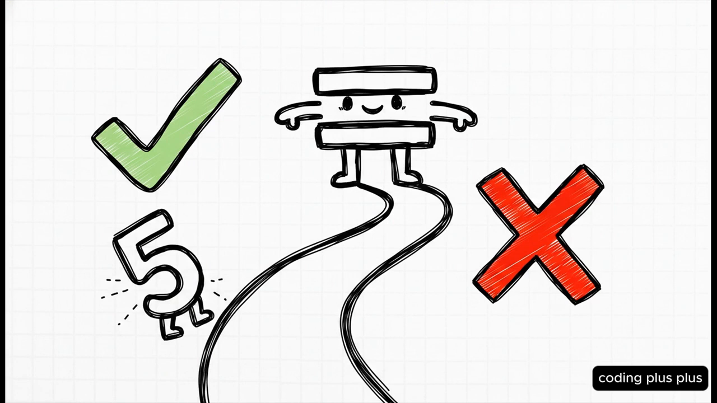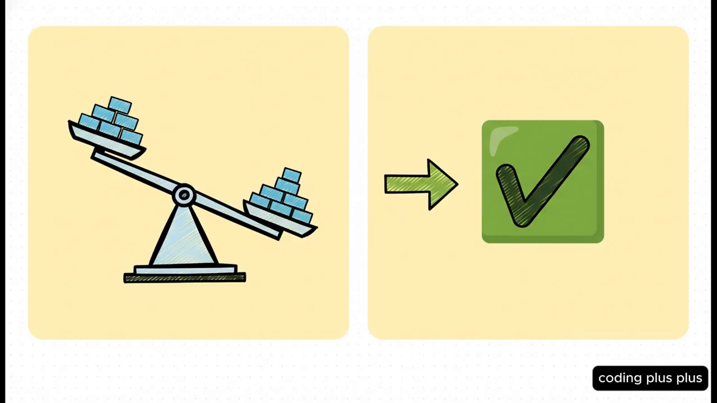Now, here's the most important thing to remember about this whole section. When you use a comparison operator, you don't get a number back. You get one of only two possible answers, true or false. That's it. This simple true-false idea is the foundation for all decision-making in code. Let's see it in action.